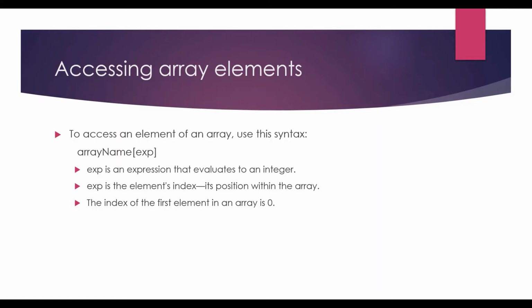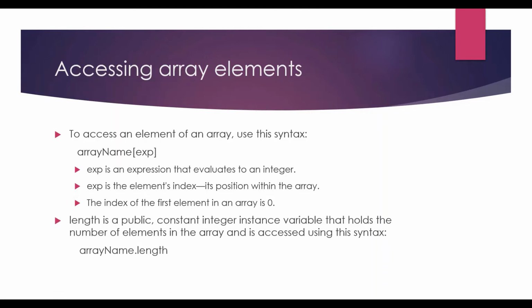The index starts from 0, so the first element in our array is at location 0, and the last element will be at the length of that array minus 1. To get the length of an array, you can use the array name dot length, and that will get you how many elements we have in that array. So remember, the length is not the last element. This is how many elements we have. The last element will be at the array name dot length minus 1.